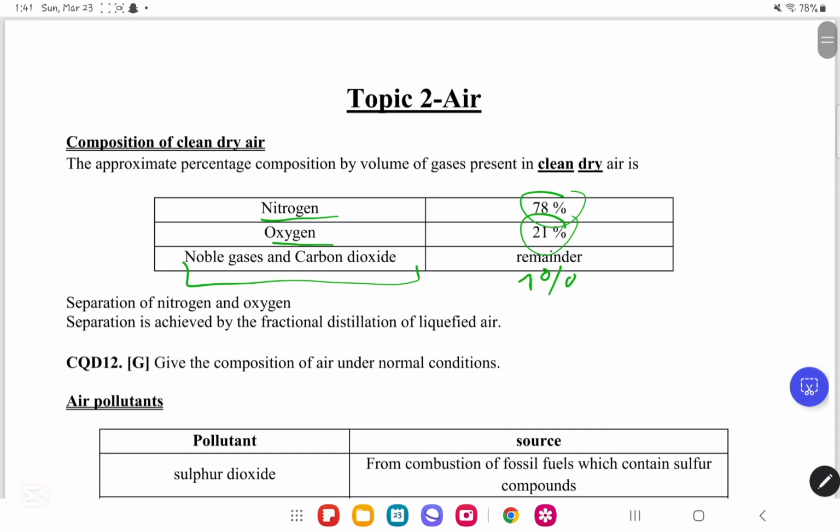So usually, how do you separate nitrogen and oxygen, as we discussed previously? It is achieved by the fractional distillation of liquefied air. How do we liquefy air? We lower its temperature as much as we can, and then we slowly start to increase it until the nitrogen will evaporate and you're left with liquid oxygen. Okay, that's pretty much it for here.